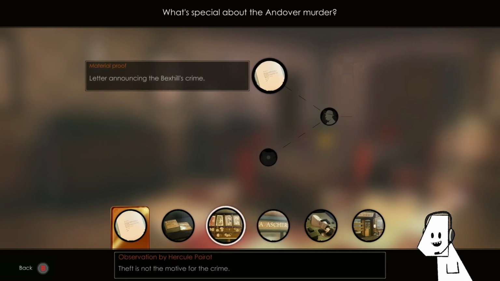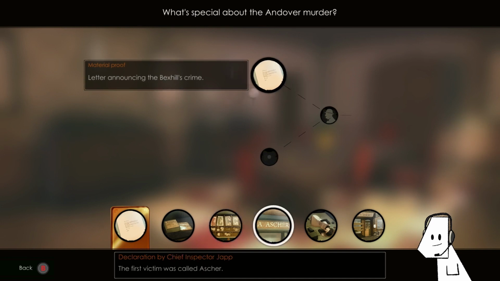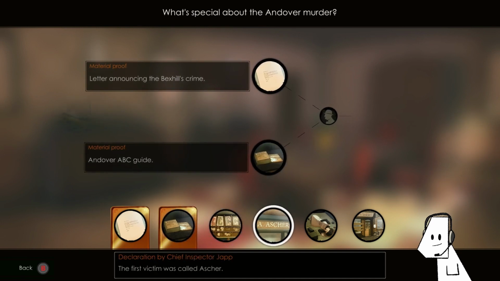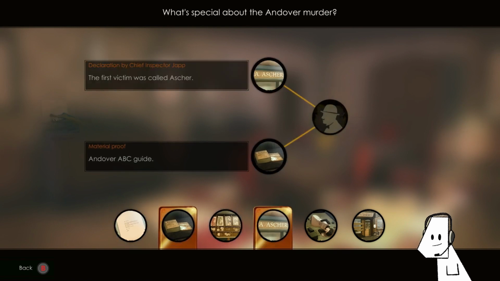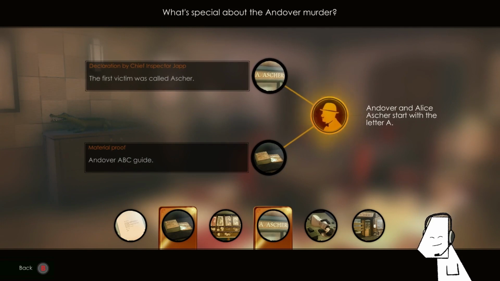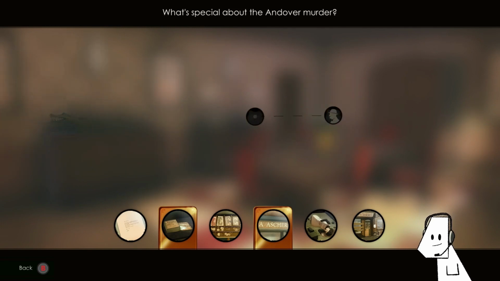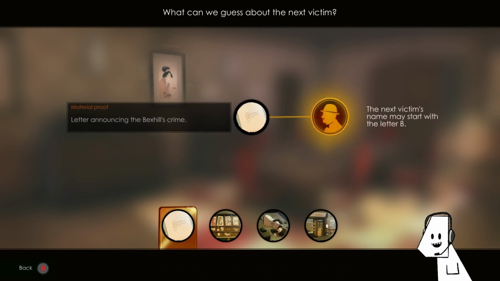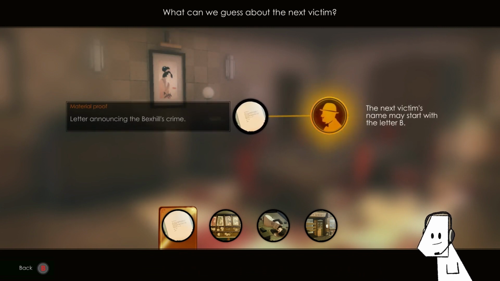Oh, it begins with A. Oh, we need to get rid of that, and we need to put that. There you go. Andover and Alice Asher start with the letter A. So it's going to be someone beginning with B, maybe? Next victim's name will start with the letter B.